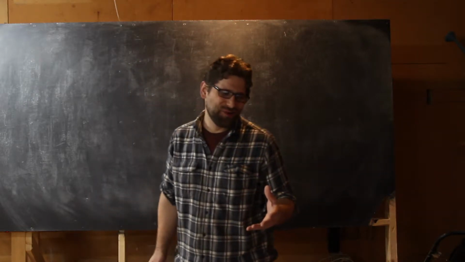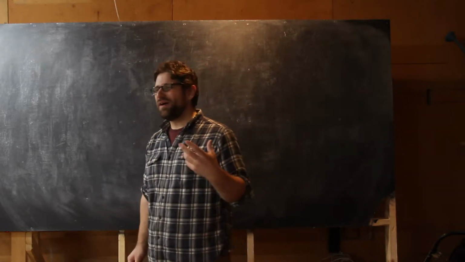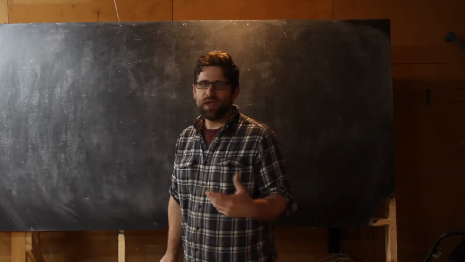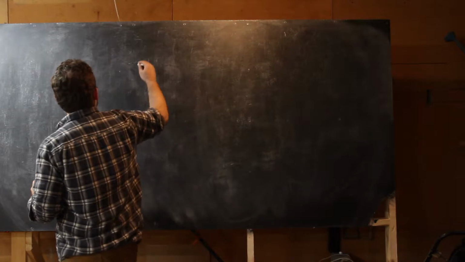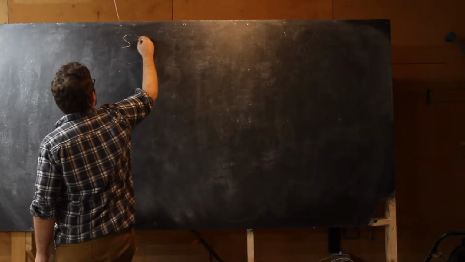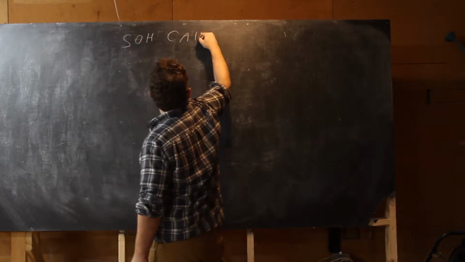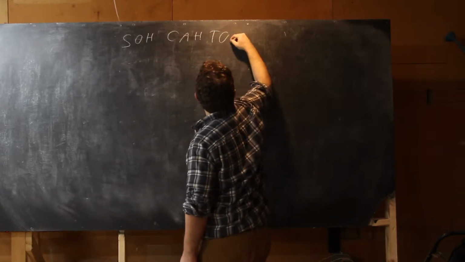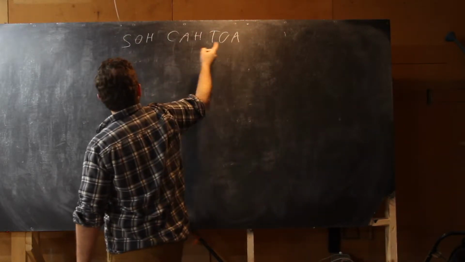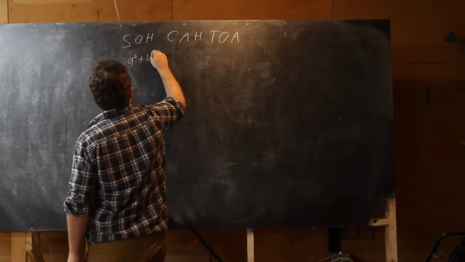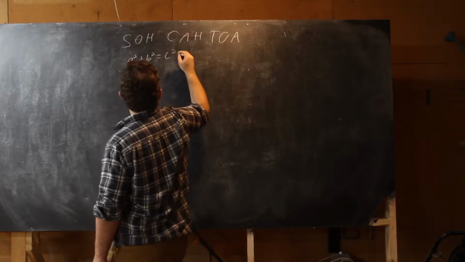Exactly. So we're going to get into the basic trigonometry points that we're going to need to know. To start off with, you're going to need to know the following things. Sohcahtoa and a squared plus b squared equals c squared.